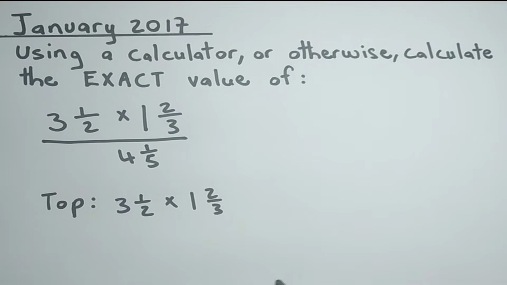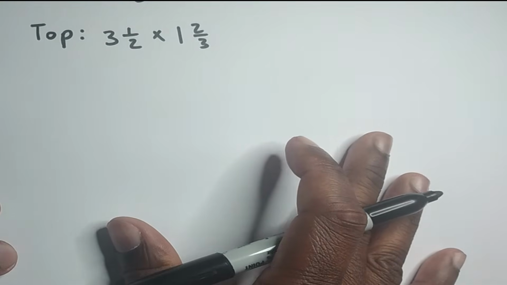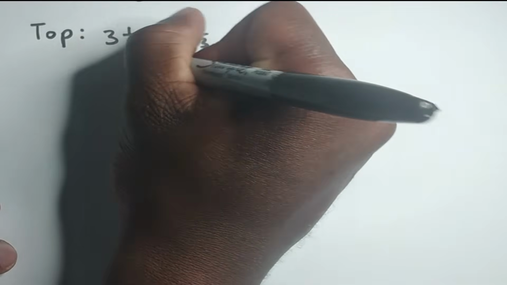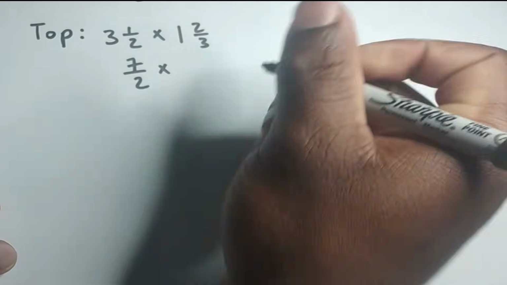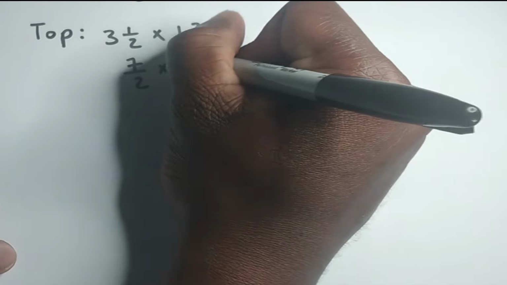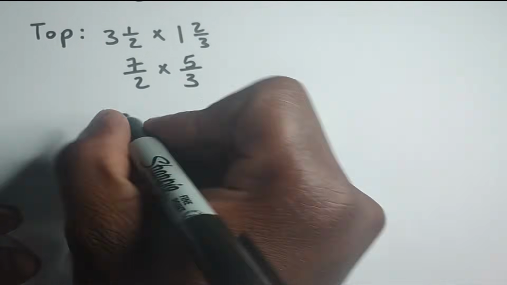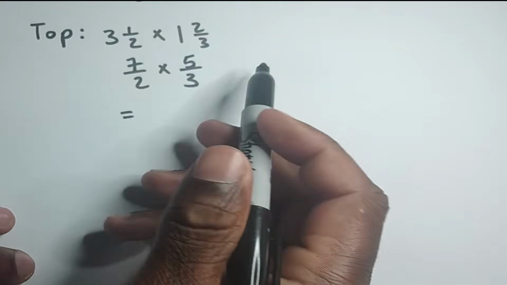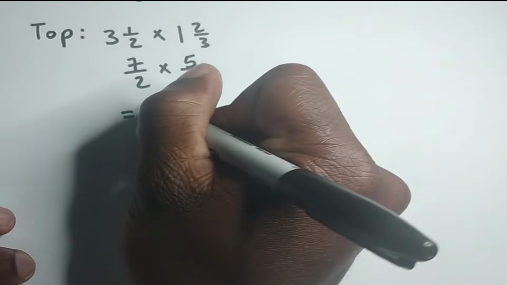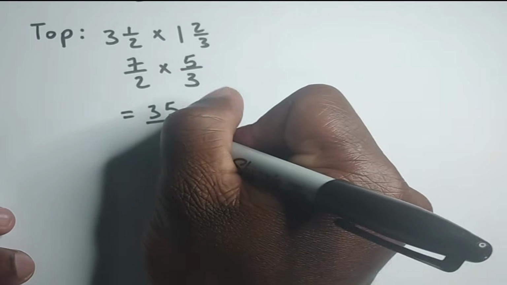So the first thing that we want to do again is to convert the mixed fractions into improper fractions. So we'll have 3 times 2, that's 6, plus 1, that's 7 over 2, times 1 times 3, that's 3, plus 2, that's 5 over 3. Where can we go from here? Now we can multiply the numerator times numerator, denominator times denominator. So 7 times 5, that's 35, over 2 times 3, that's 6.